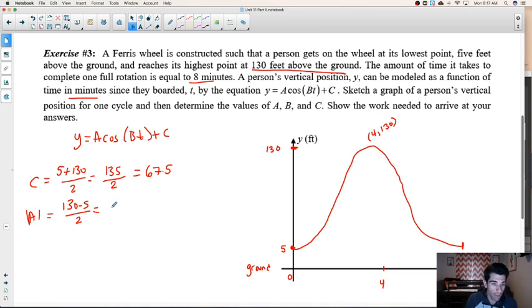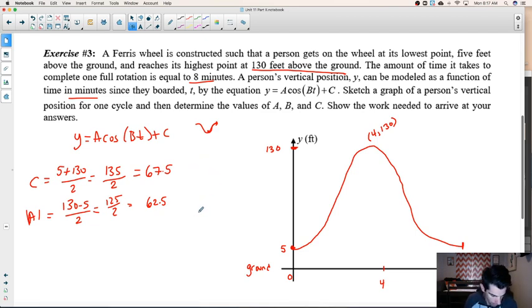what is that? 125 divided by 2, or 62.5, okay? Now, what's important to understand is this was a cosine curve, right? So a cosine curve kind of does this, but since we're looking at this area here, that value could either be a positive or a negative.